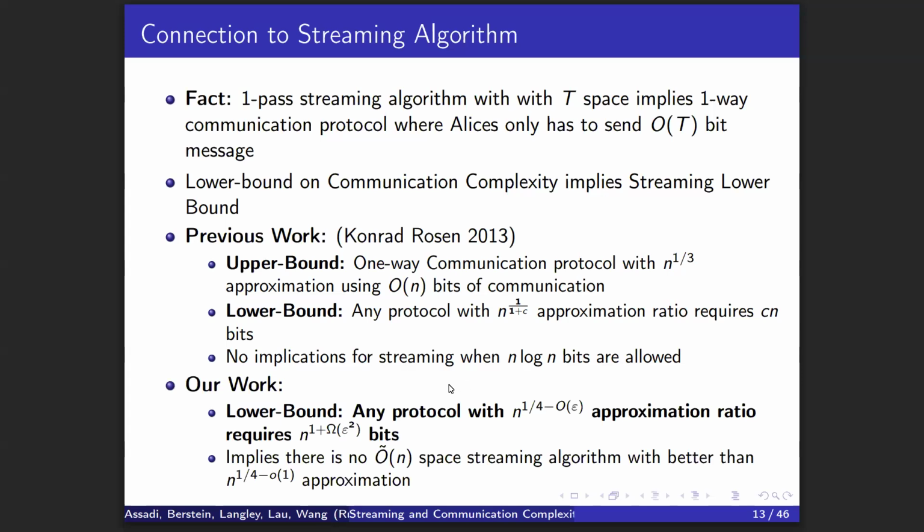In our work, we are able to improve the communication complexity lower bound for this problem by showing that any communication protocol which gives an n to the 1/4 minus O of epsilon approximation ratio requires at least n to the 1 plus omega of epsilon squared bits of communication. And this immediately implies that there is no one-pass streaming algorithm using O tilde of n space that can give a better than n to the 1/4 minus little o(1) approximation.